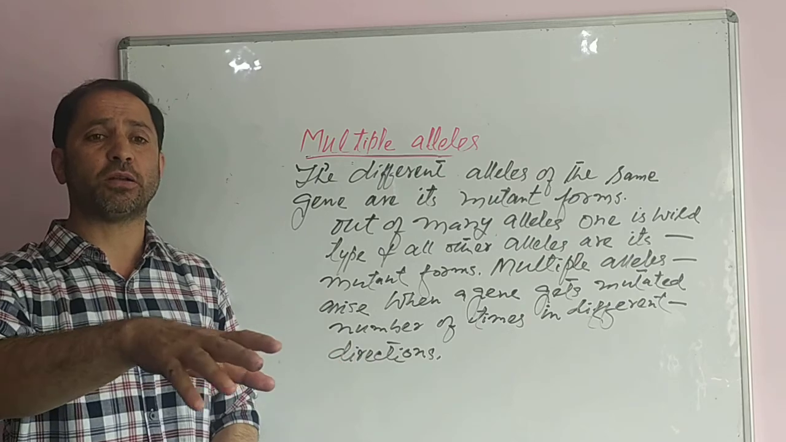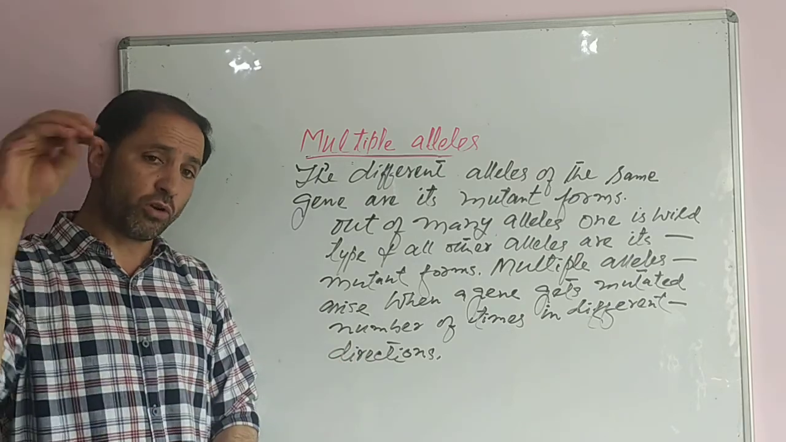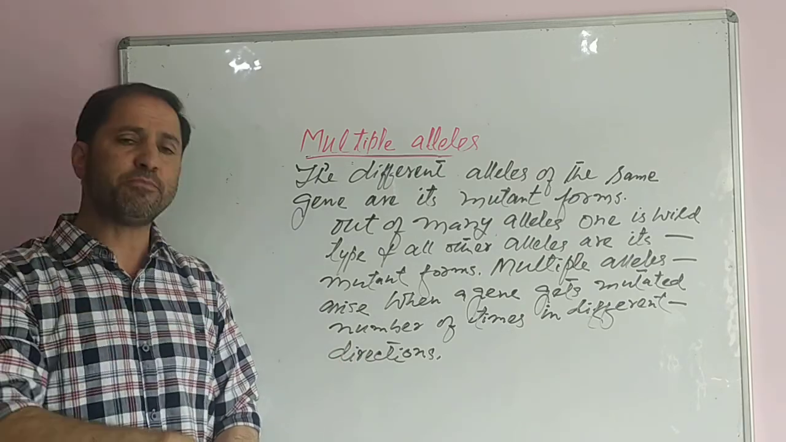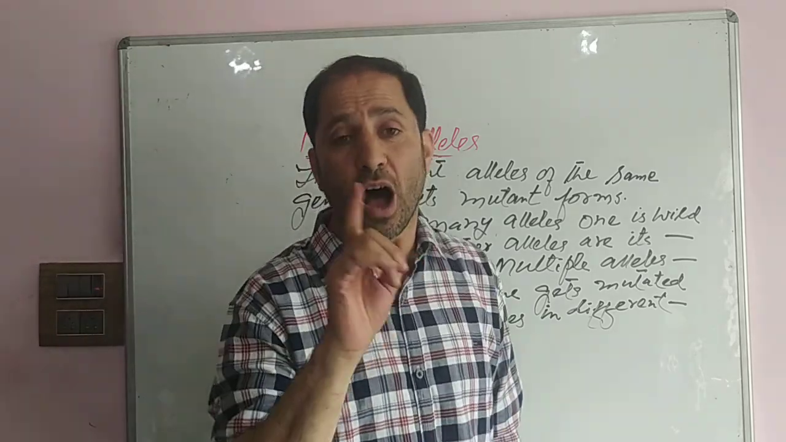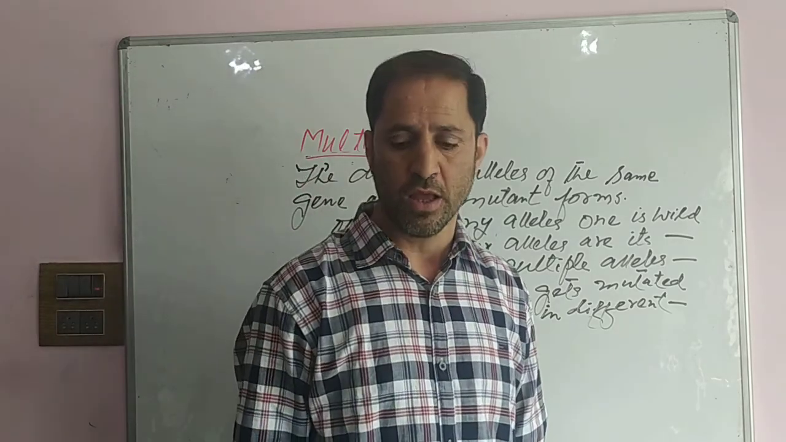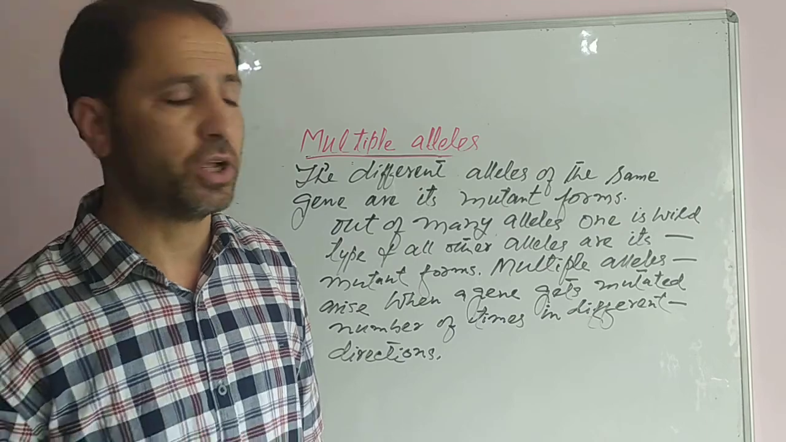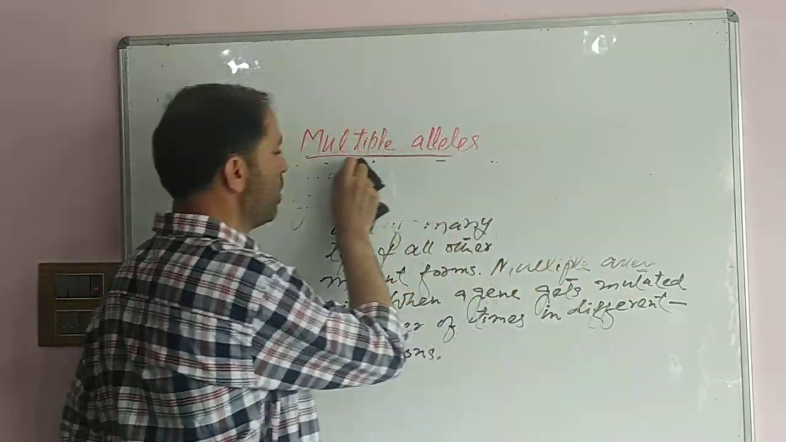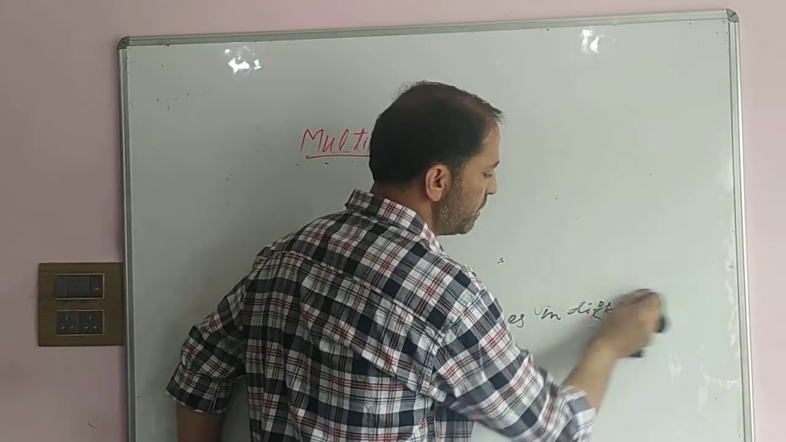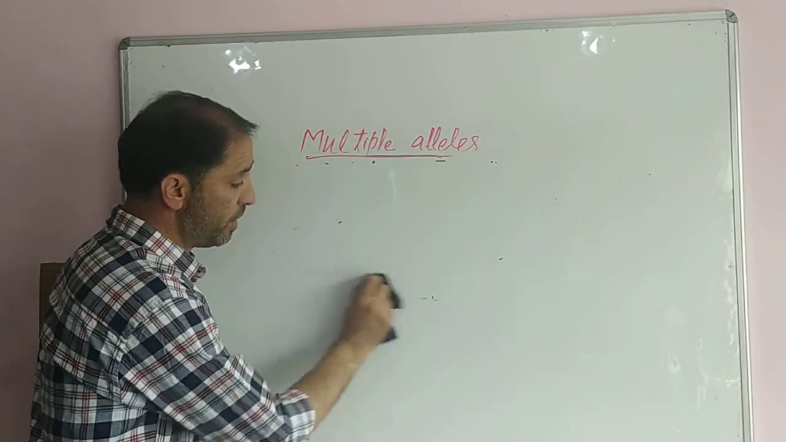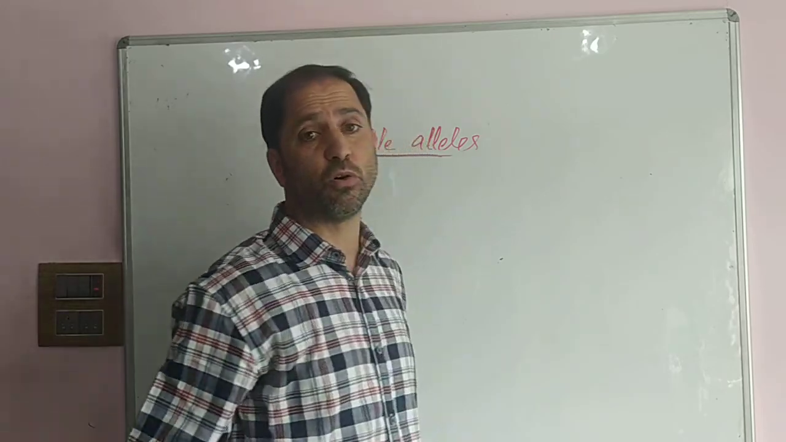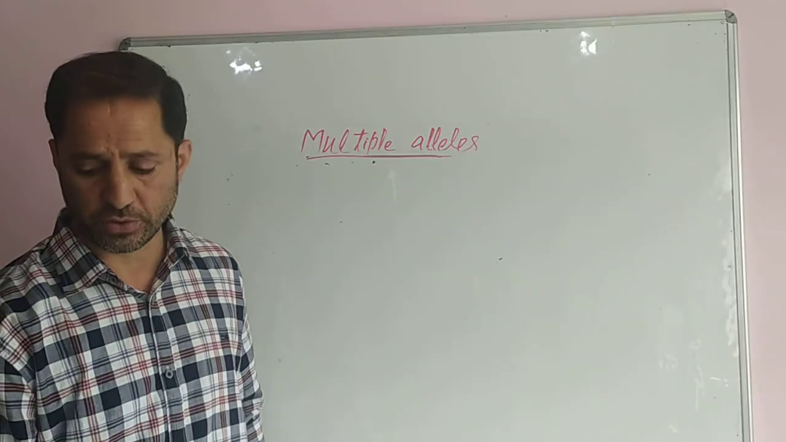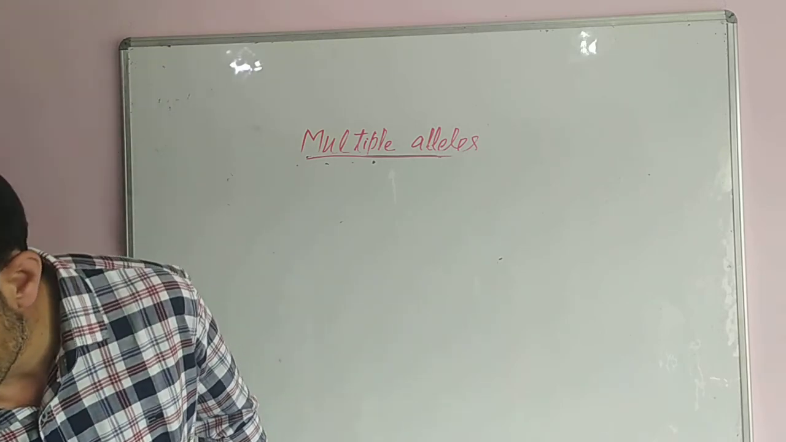Different alternative forms of the same gene controlling the same character, having the same position on homologous chromosomes, are called multiple alleles. Yes, in a population there are many forms of multiple alleles. I have told you they have the same gene locus on the homologous chromosomes.